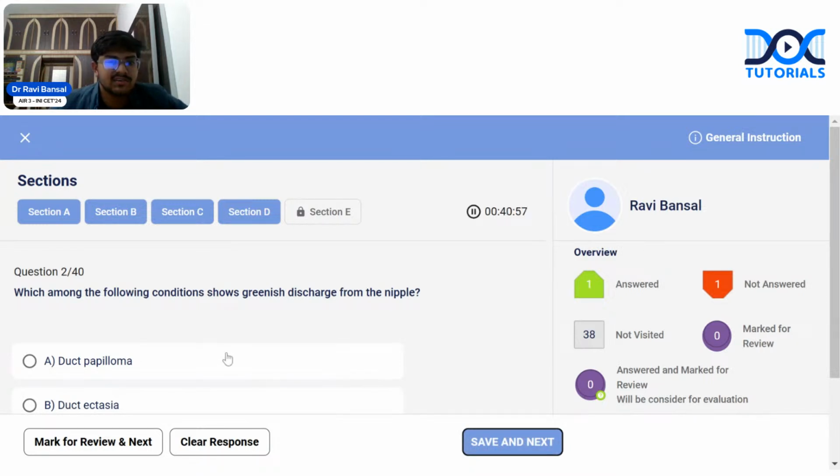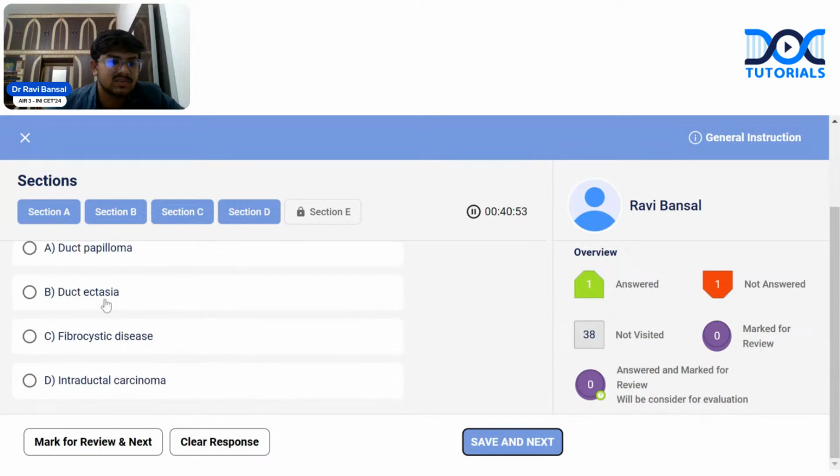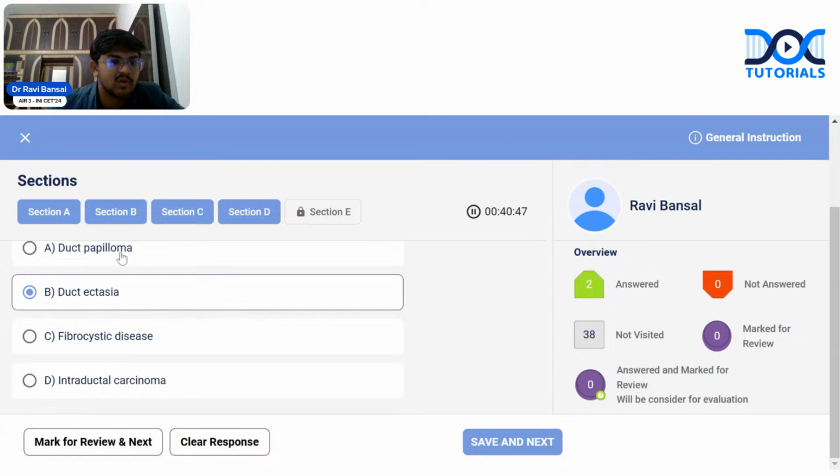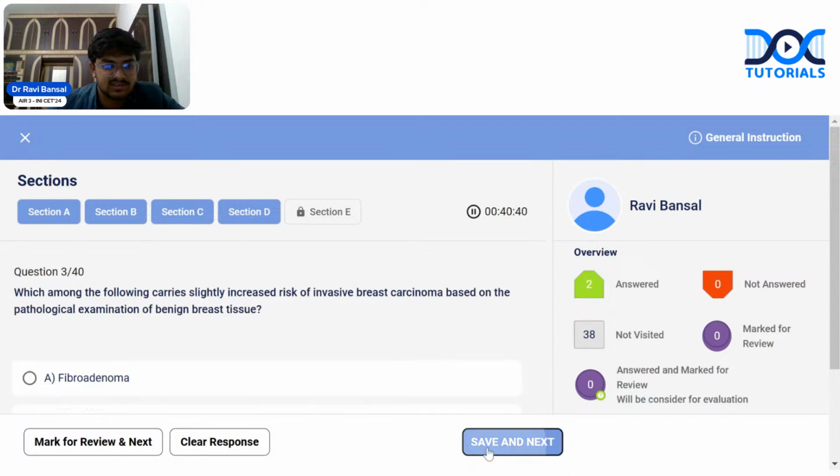Which among the following conditions shows greenish discharge from the nipple? Duct ectasia. So this is a simple table of discharge versus disorder of the breast. Papilloma, you see bloody discharge. Fibrocystic, they have clear serous discharge. Intraductal cancer, they will have bloody discharge.